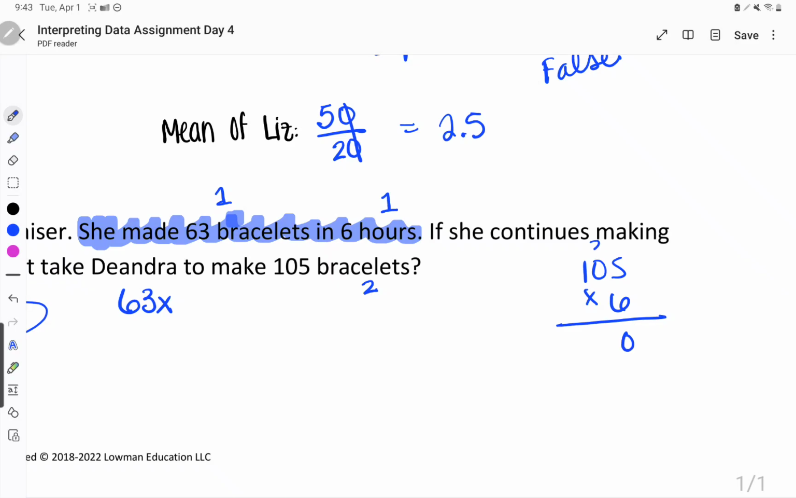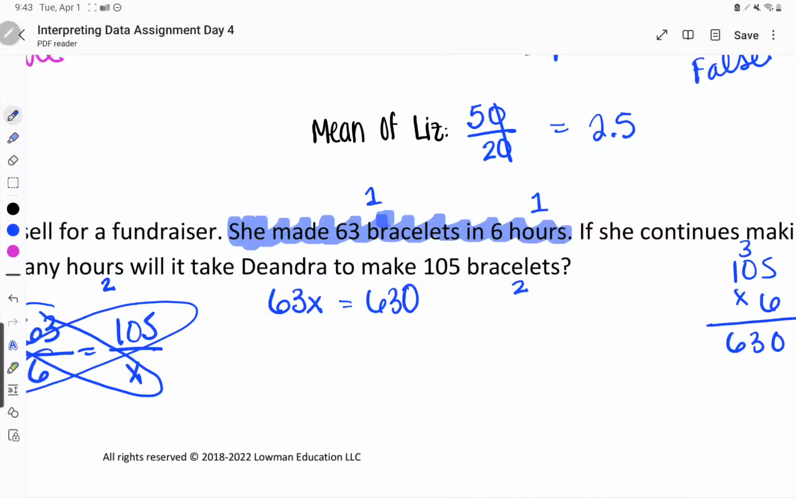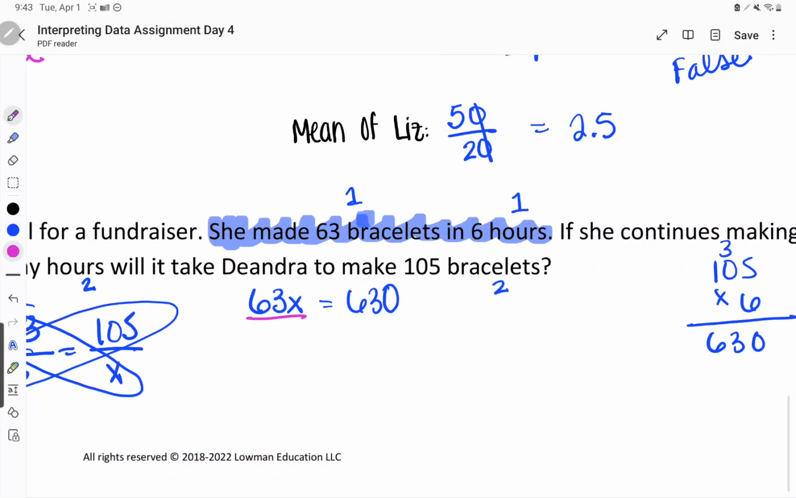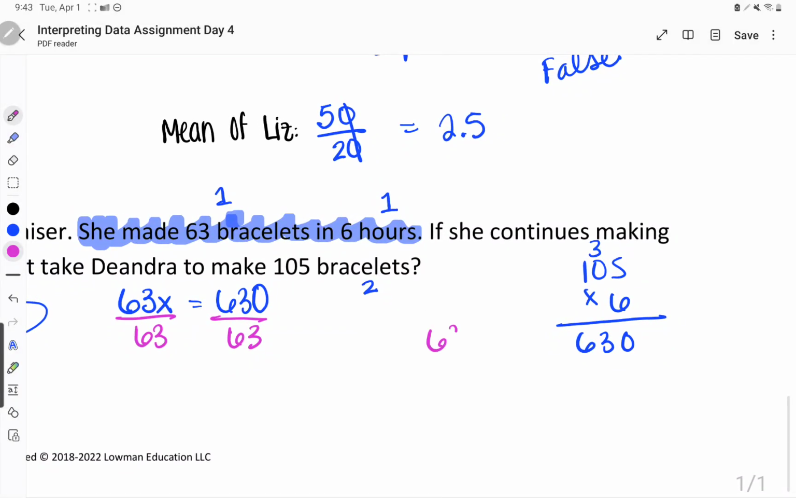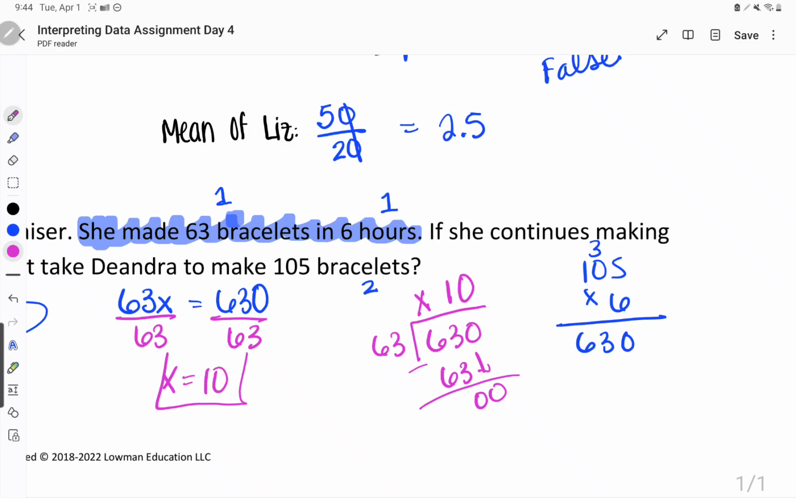5 times 6 is 30, so I write down a 0, carry my 3. 6 times 0 is 0, plus 3 is 3, and then 1 times 6 is 6. And then I just divide both sides by 63. So we'll do 630 divided by 63. 63 does not go into 6, but it does go into 63 one time. 1 times 63 is 63, subtracting that gives me 0. And then drop down that 0, and how many times does 63 go into 0? 0. So that gives me x equals 10.